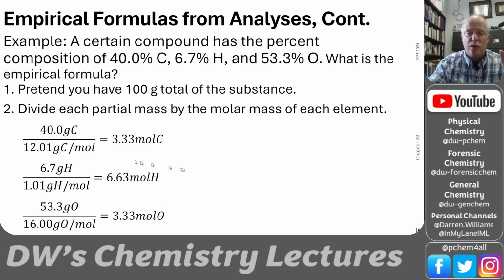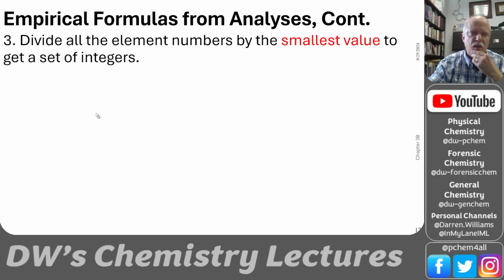It's just not whole numbers. We'd like to get whole numbers. And so I can divide all of these by 3.33 and see if I get whole numbers. So that's the next step. Divide all of those element numbers of moles by the smallest value to get a set of integers. So the smallest value of those was 3.33.